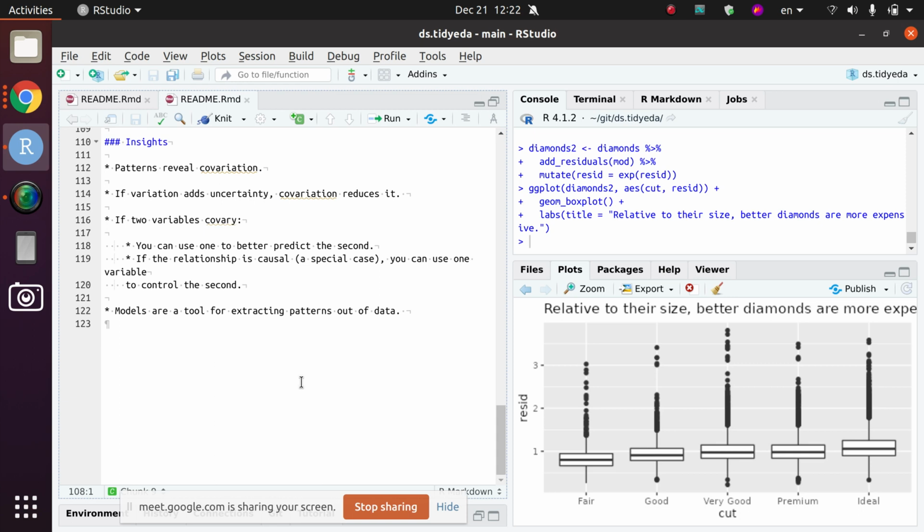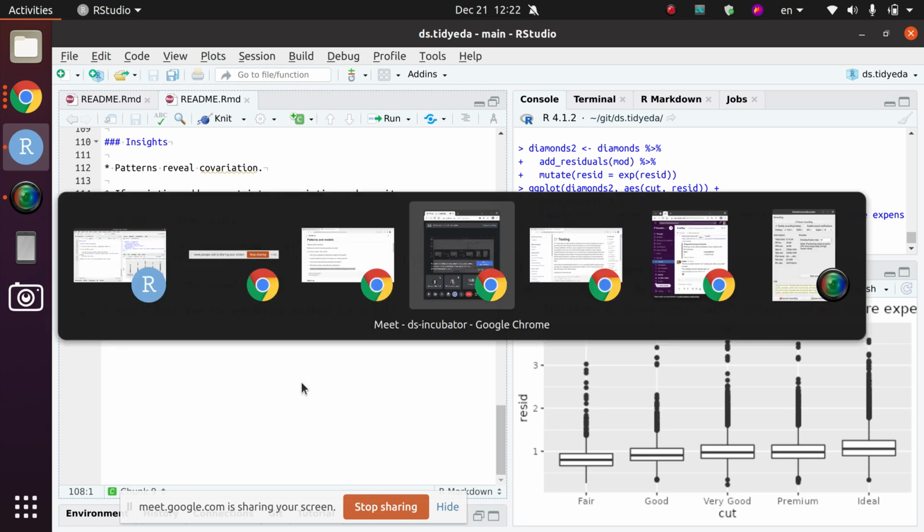And finally, models are a tool for extracting patterns out of the data, which is what we have done here to better clarify our thinking when we wanted to think in terms of just two variables, so we remove the effect of a third one. Okay, that covers the meetup of the day.